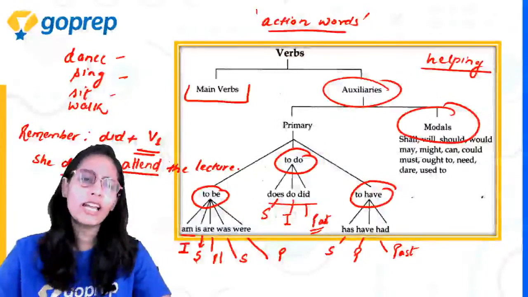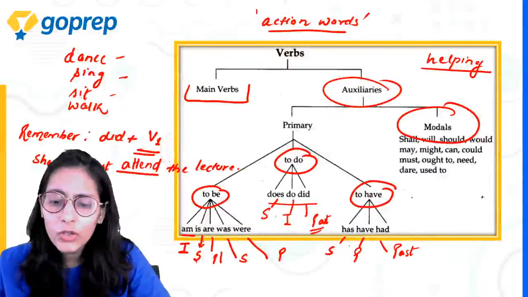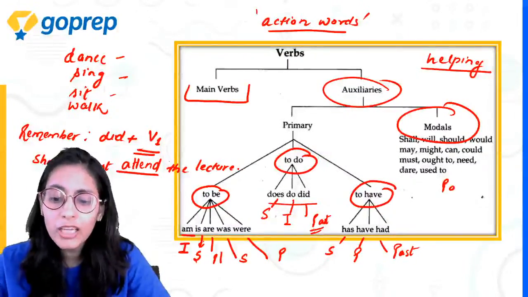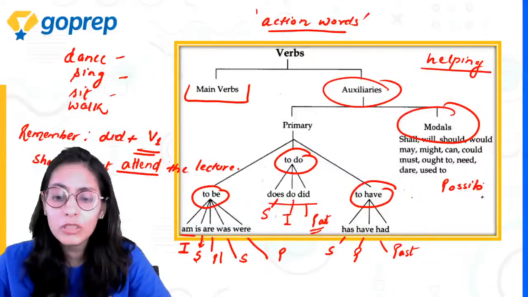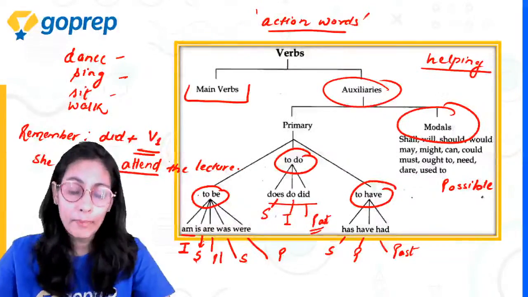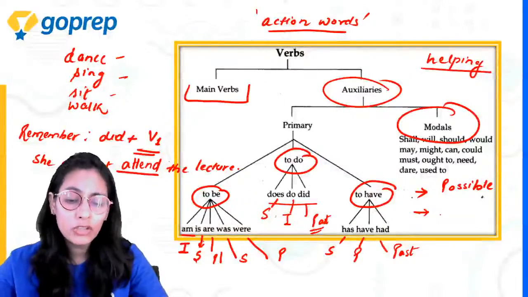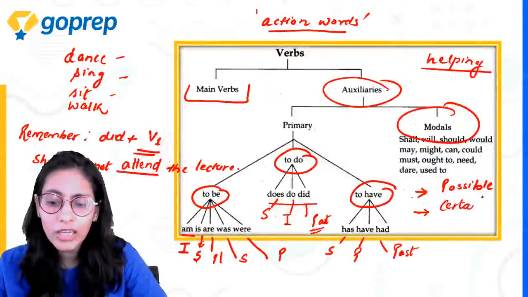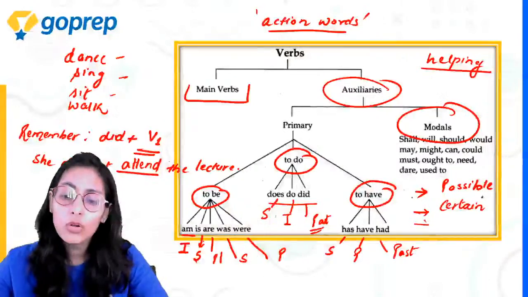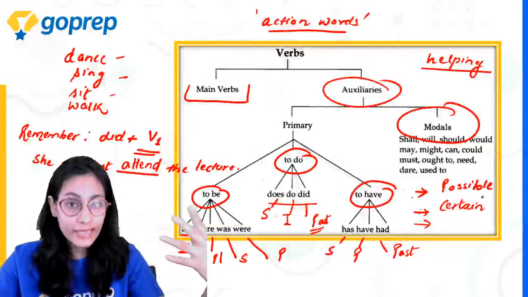Okay, so the work that they do is that they tell you about the possibility of something, how probable or possible something is to happen. So it talks about possibility of something, probability of something, certainty of something, how certain it is. It also talks about necessity.